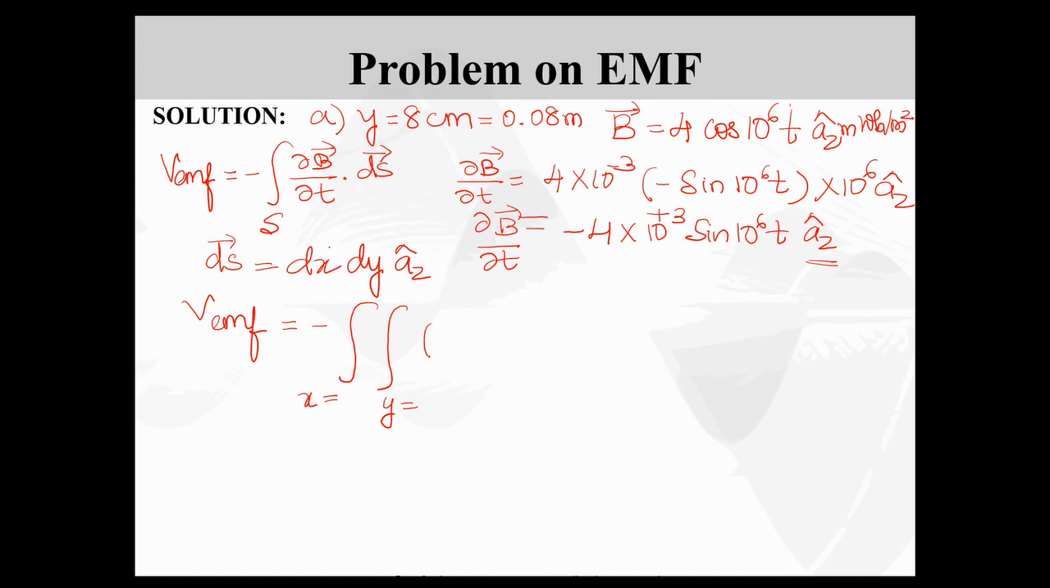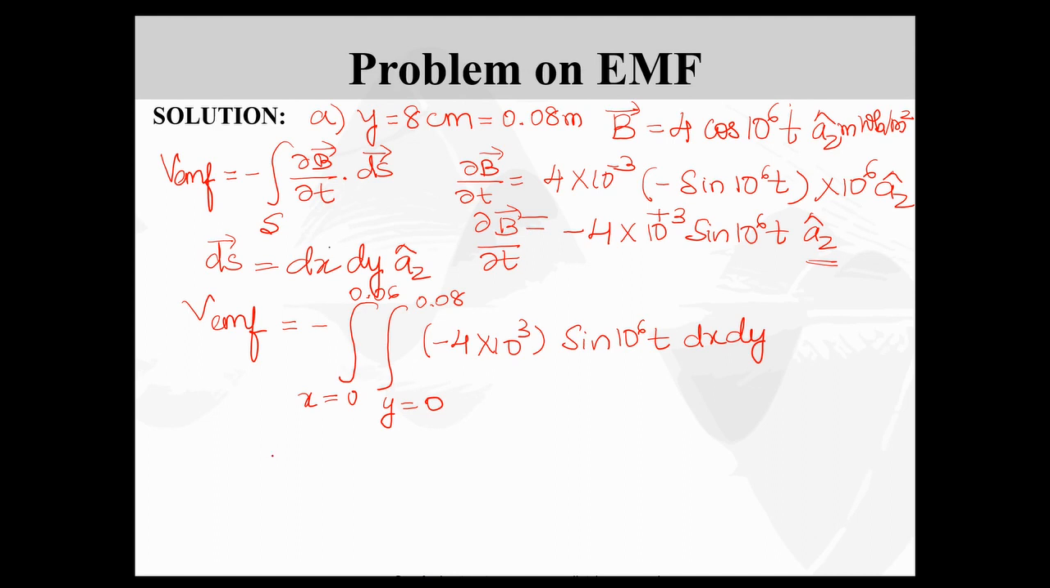Coming to the integrand, it is 4 into 10 raised to 3 sine 10 raised to 6t dx dy. So the x is extending from 0 to 0.06, because the conducting bar lies across the two conducting rails separated by 6 centimeters, and y, as we know, is positioned at 8 centimeters. So y limits are from 0 to 0.08.